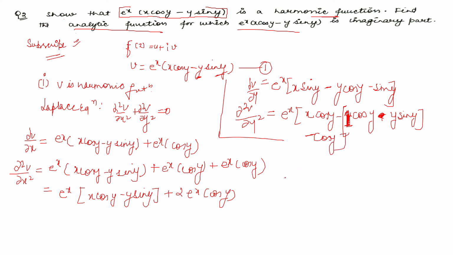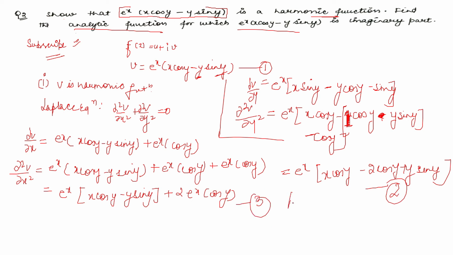Okay, so it will become e to the power x (cos y minus 2 cos y plus y sin y). Now this is equation number 2, and I just changed it to equation number 3. Now adding 2 and 3, we'll get del 2v upon del x square plus del 2v upon del y square equals 0. So the first part is satisfied: we have shown that the function is harmonic.